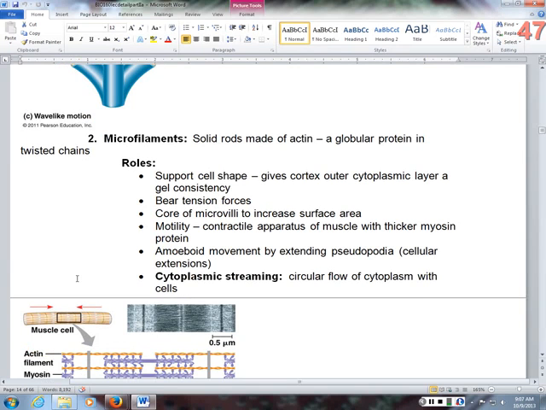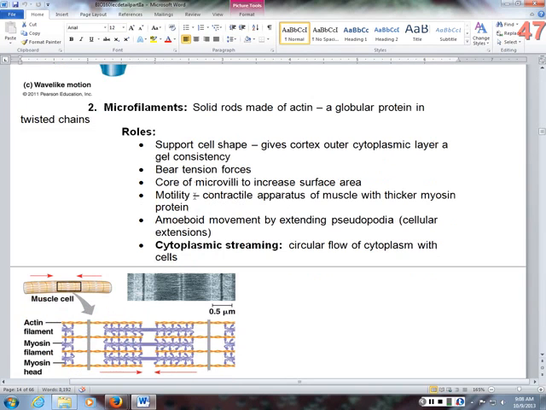So your microfilaments are the next one. These are solid rods made of actin, so they're made of a different protein in here. You've got a globular protein in twisted chains. So this one is going to be more like lumps that get twisted up in here. This also helps to support cell shape. It's going to give a cortex and cytoplasmic layer for a gel consistency. It's going to help to bear tension forces.